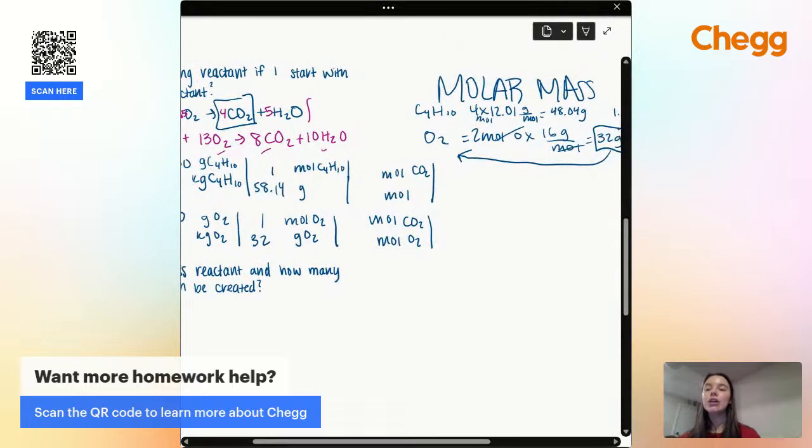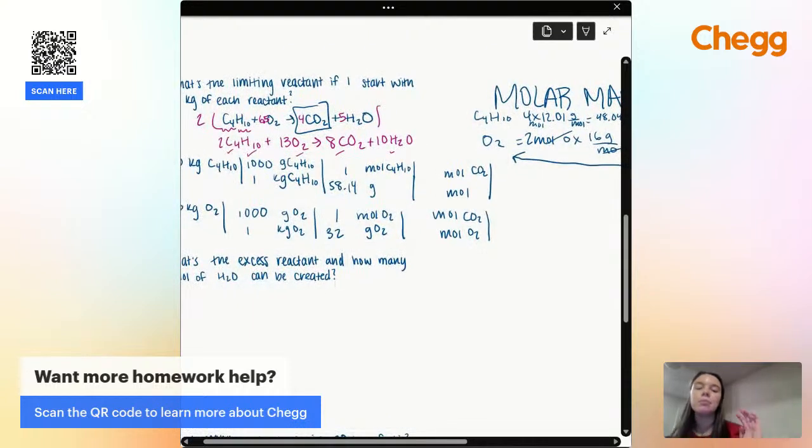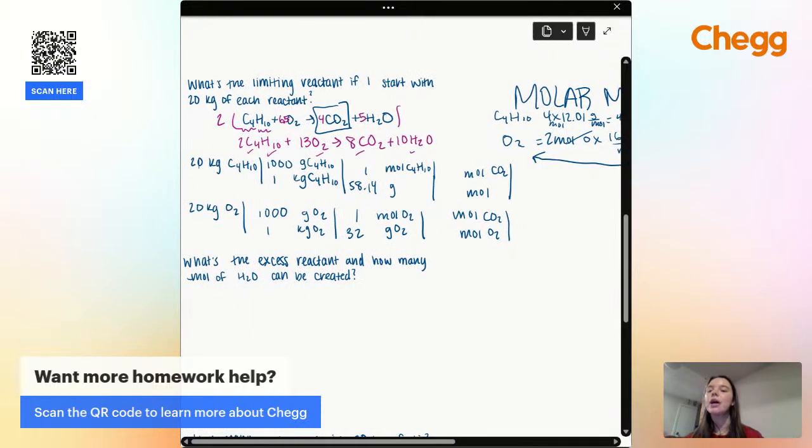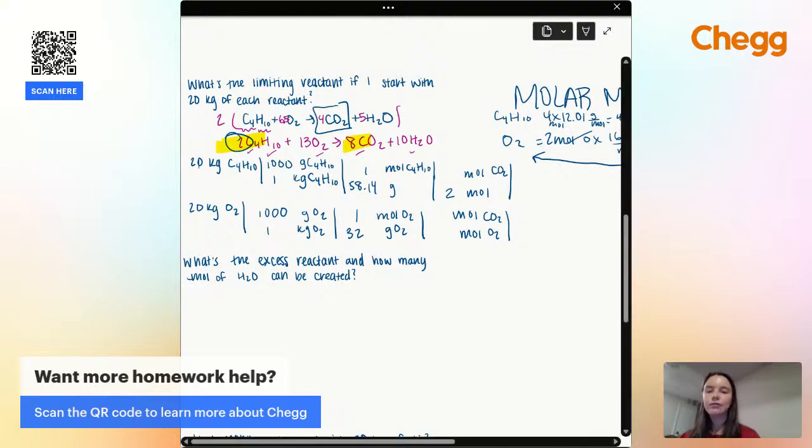Now, we want to go from our moles of C4H10 to moles of CO2 and moles of O2 to moles of CO2. So we're going to put, for moles of C4H10, we have 2. I got that 2 from right here. Hopefully y'all can see that. I'm highlighting it right now. That's where I got the 2. For CO2, I'm going to put 8. Just highlighted where I got that from. So look for the yellow on the screen to see where I'm getting those numbers from. We're going to do the same for O2, that coefficient of 13 and 8.